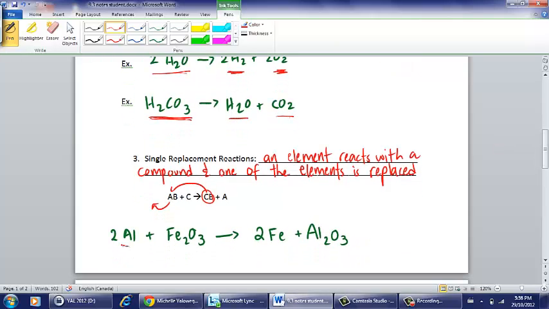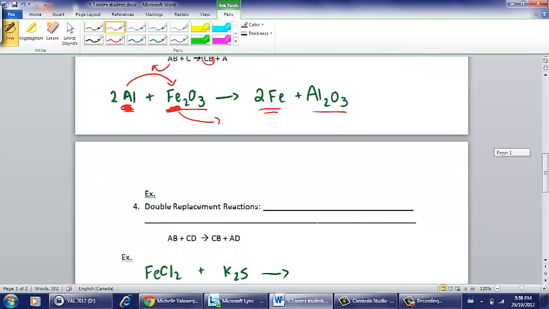An example of this is having aluminum reacting with iron oxide. The aluminum can come in and kick out the iron. It's always going to be that the element that's by itself, and this is usually a metal, usually not always, but usually, will go and kick out the other element that is like itself. So a metal will replace a metal. If this was a non-metal, it would replace the non-metal. So aluminum, because it's a metal, is going to kick out the iron. Then we get iron by itself and aluminum joined together with the oxygen to make aluminum oxide. So that was single replacement.